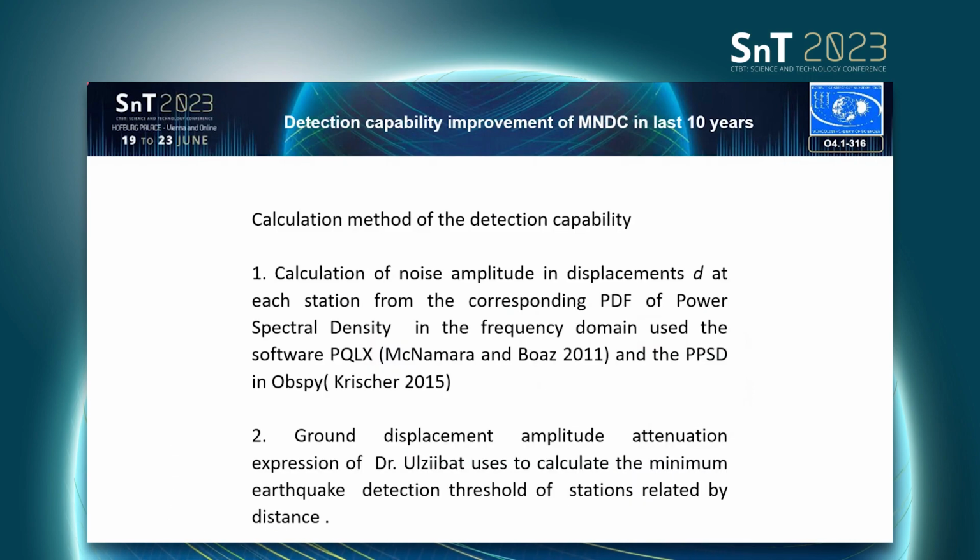Next, the calculation method of the detection capability. First, we calculate the noise amplitude of displacement at each station from the corresponding PDF of power spectral density in the frequency domain. We use the software PQLX, and Nakamura and the BOS, and the PPST in the OPSY tool. Second, the ground displacement amplitude attenuation expression of Dr. Ulzibat is used to calculate the minimum earthquake detection threshold of the stations related to distance.